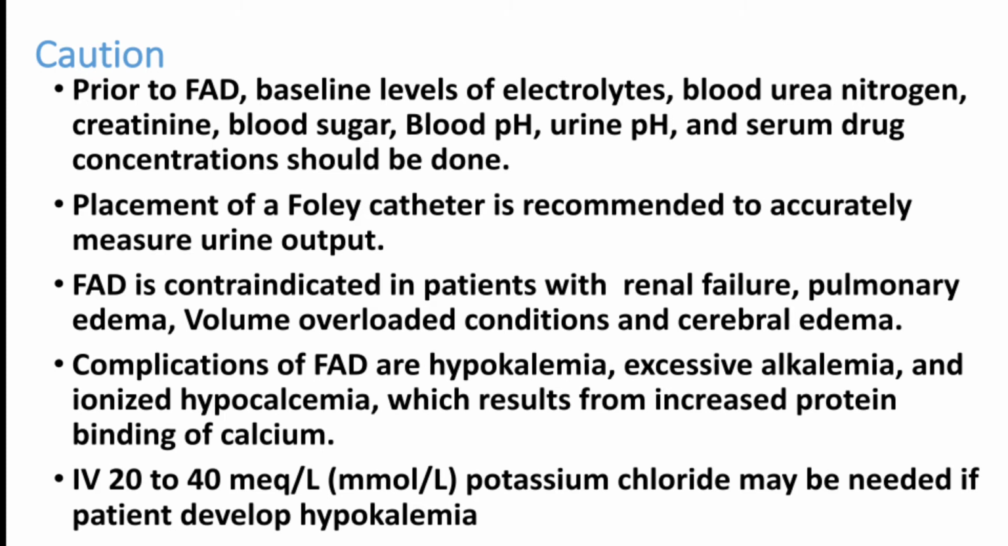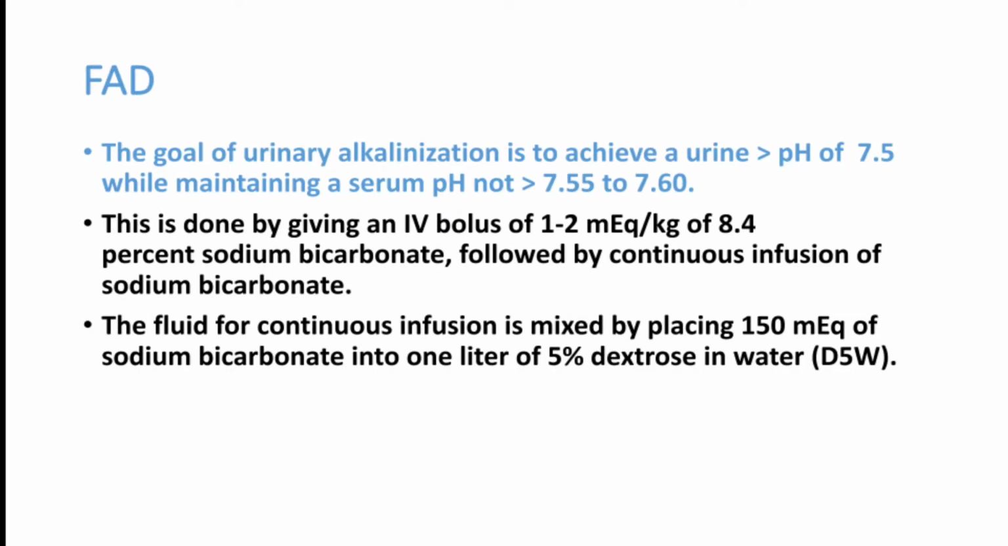To prevent that hypokalemia, we have to give potassium chloride. 20 to 40 milliequivalents can be given at the initial time itself. Otherwise, the patient can have hypokalemic complications. We will see what forced alkaline diuresis is. In forced alkaline diuresis, you give fluids, you give Lasix or furosemide, you give sodium bicarbonate and increase the alkalinity of the urine so that you can remove the drug through the urine.